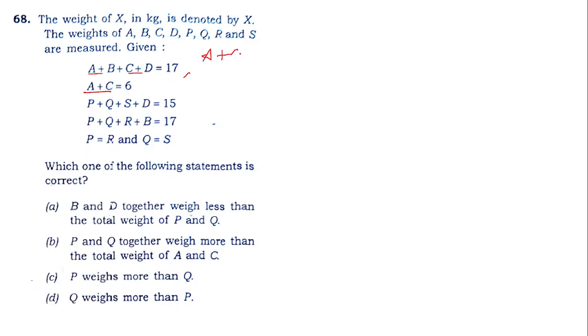This is A plus C plus B plus D equal to 17. Instead of A plus C, I'm going to substitute 6. So B plus D becomes 17 minus 6, which is 11. B plus D is 11. Okay. Now we have two equations here. If we add them, what happens?